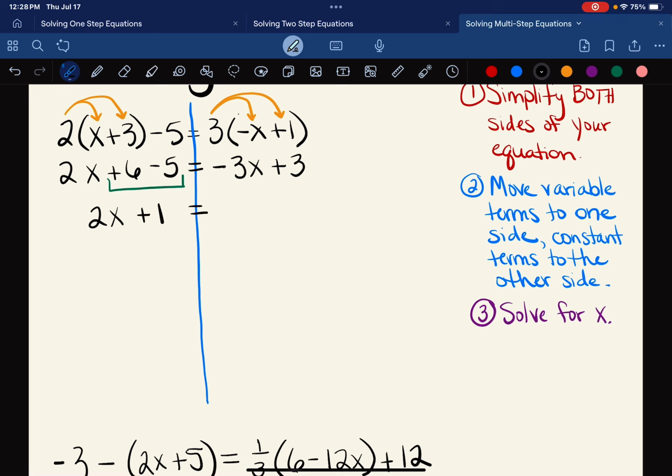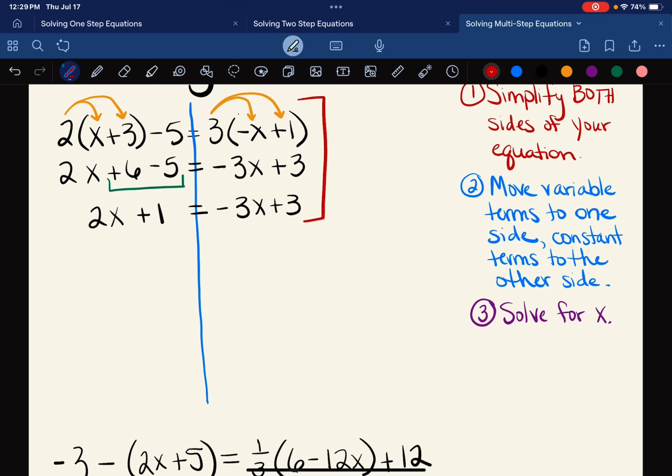And that should equal. And then I look at the right side and I recognize that I have a variable term and a constant term. Those are not like terms, so I cannot combine them together. So I'm just going to bring them down at this point. So now we've simplified both sides of our equation.